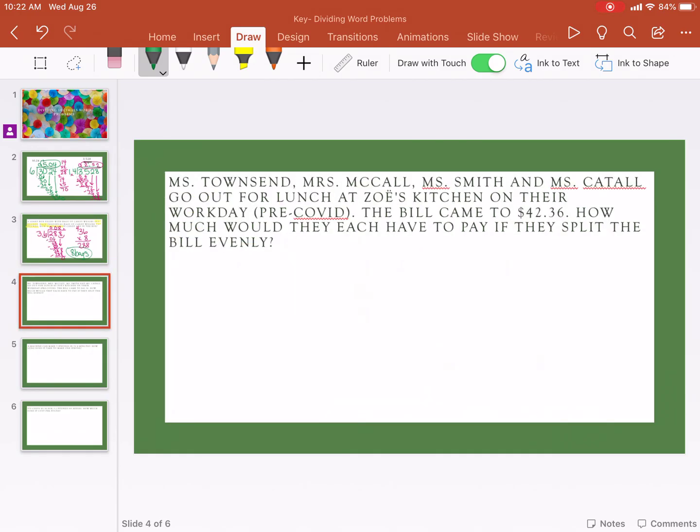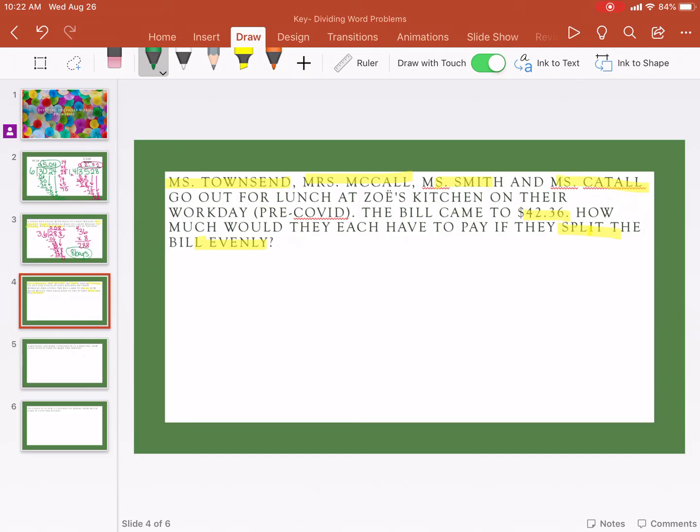Miss Townsend, Miss McCall, Miss Smith, and Miss Cattell go out for lunch at Zoe's Kitchen on their workday. Pre-COVID, of course. The bill came to $42.36. How much would they each have to pay if they split the bill evenly? So here's the total bill. 1, 2, 3, and 4. So there is 4 of us.